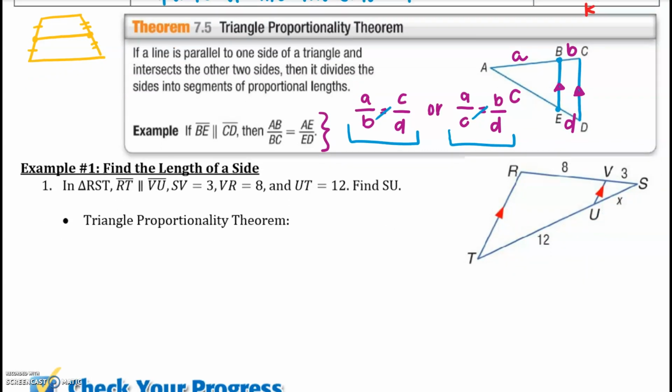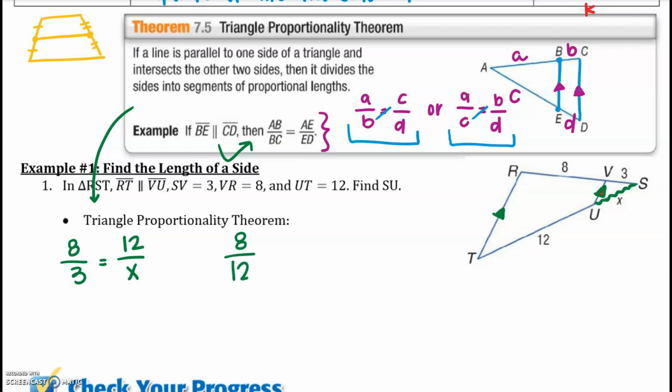Alright, so we're going to find the side length of our first problem. We know that RT is parallel to VU, which would then allow us to create a proportion. I'm given that I have 3, X, 8, and 12, so I need to find SU. I need to find X. So a few different ways you could set it up. The triangle proportionality theorem from above says that I would say 8 over 3 equals 12 over X.